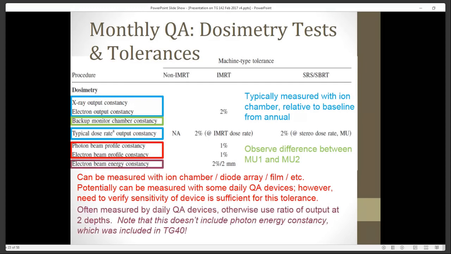And then electron beam energy constancy is also suggested. So this is often also measured by a daily QA device. Otherwise, you could use a ratio of output at two different depths. Surprisingly, what's not in this table is a photon energy constancy, which was included in the older TG40 report.